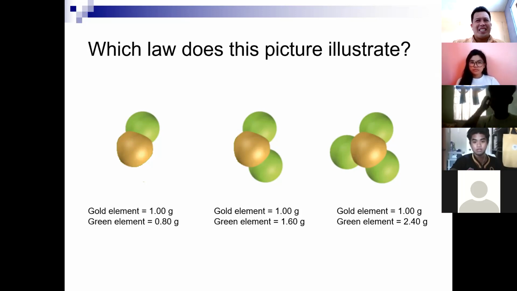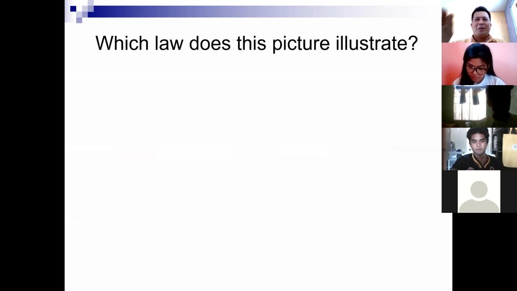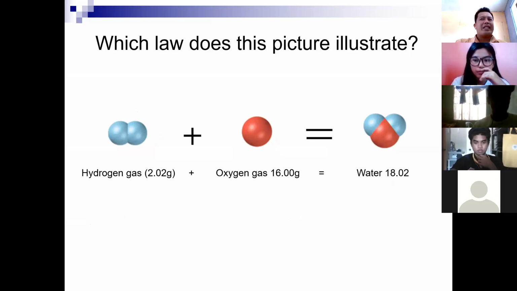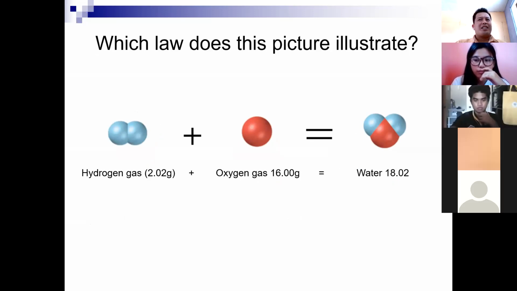The law of conservation of mass is not defined by this picture. So it could be either the law of definite proportion or the law of multiple proportions. So this one, with two different atoms or two different elements: the first one is hydrogen, the other one is oxygen, and they chemically combine to produce the molecule of water called H2O. So what do you think this pertains to?